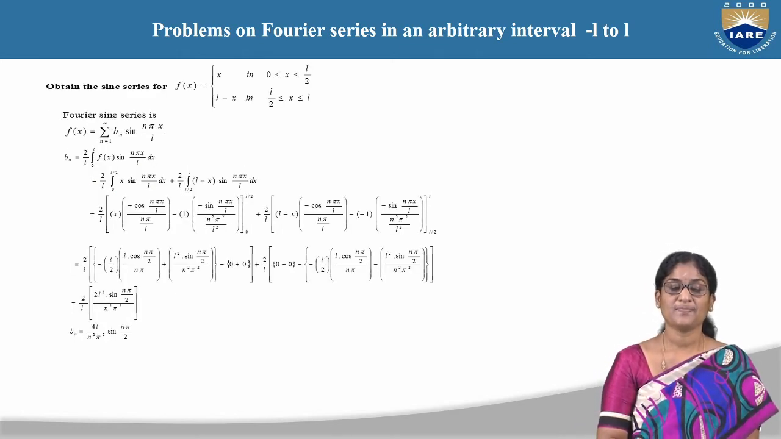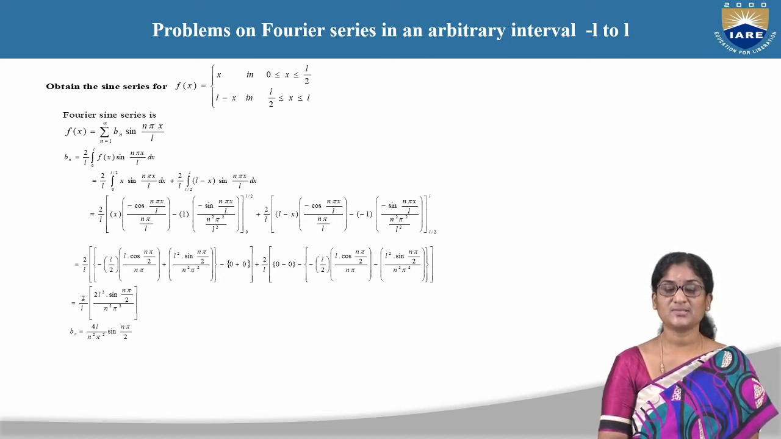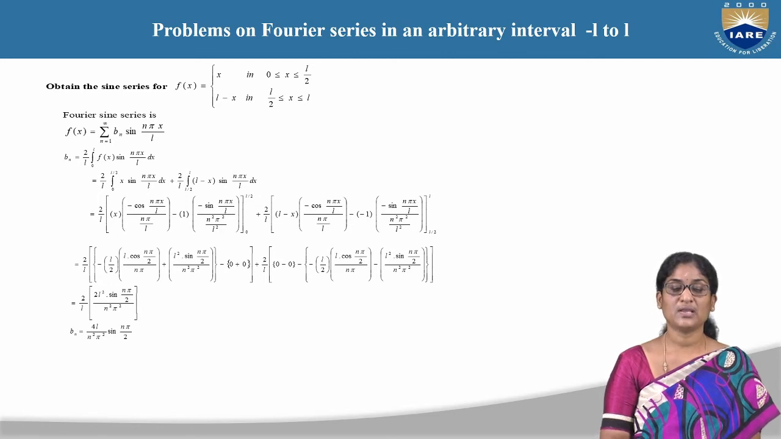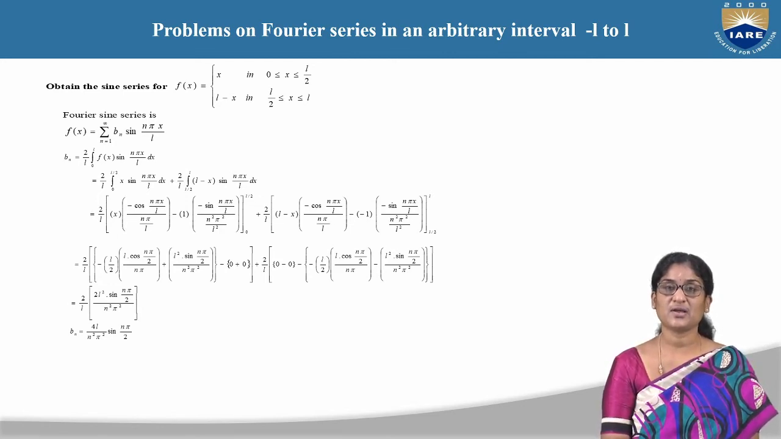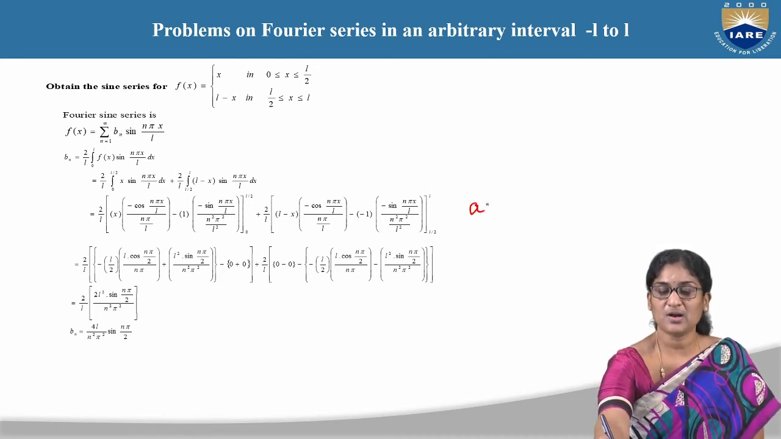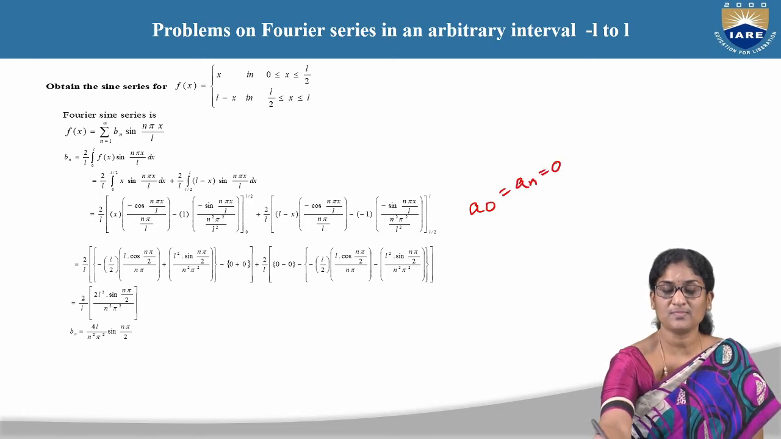The next question, I am taking again a discontinuous function f of x is equal to x in the interval 0 to l by 2 and l minus x in the interval l by 2 to l. So here the function is a sine function. For sine function we need to find only one Fourier coefficient, that is Bn, and both a0 and an become 0.